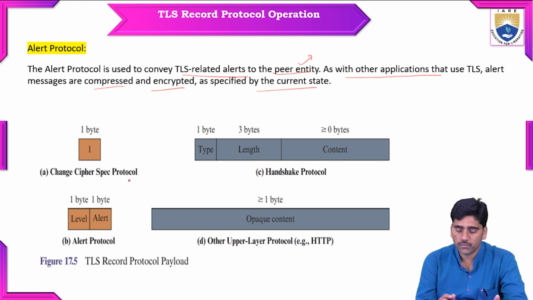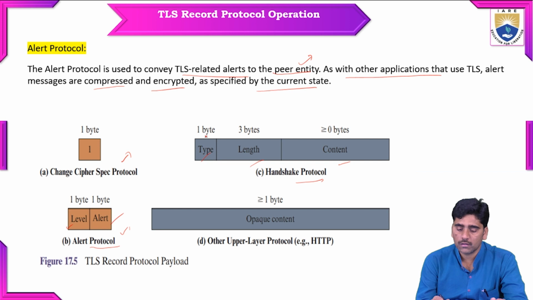So of the four protocols, the change cipher spec protocol contains only one field, and its size is 1 byte. The alert protocol has two fields, the level and the type of the alert, each 1 byte. And the handshake protocol consists of three fields: the type of the message, the length of the message, and the content carried by the message.